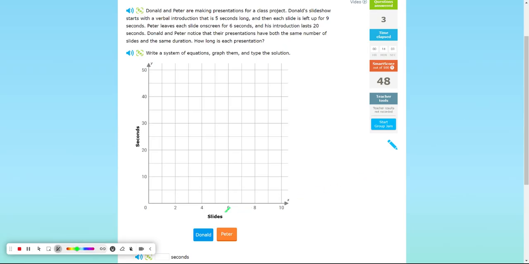Okay. So on the x-axis, this is the number of slides. So this is the x, and for the vertical axis, it's seconds. So this is the y. Okay. So let's write the equation for Donald. Donald, y equals. Donald's slideshow starts with a verbal introduction that is 5 seconds long. So I put 5 right there in the back. And each slide lasts 9 seconds. So 9 right in front of x.